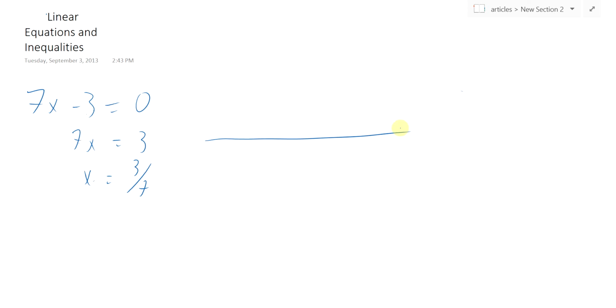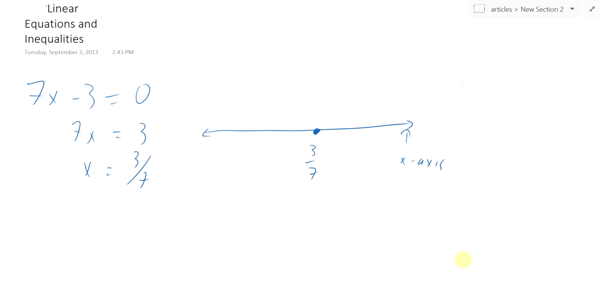We can graph this. This is the x-axis, with little arrows at both ends. You put a little circle and you say, well, that's 3/7. That's my solution. Okay, so inequalities are pretty straightforward. You've got an equation, linear equations are pretty straightforward. You've got an equation that's got an x to the first power and some numbers. Just get the x all by itself.